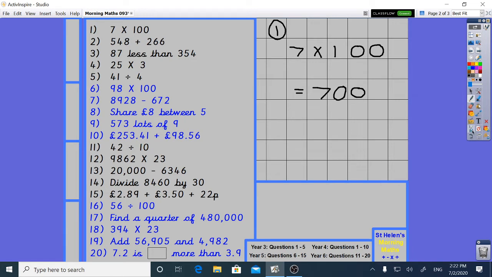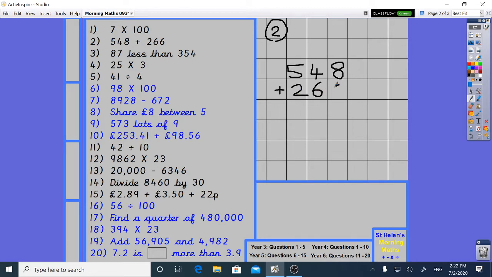Question 2 is addition. 548 plus 266. 8 plus 6 is 14, carry a 1. 4 and 6 is 10, plus 1 is 11. 5 plus 2 is 7, plus 1 is 8. 814. Remember, plus makes things bigger. Pause if you need to copy.